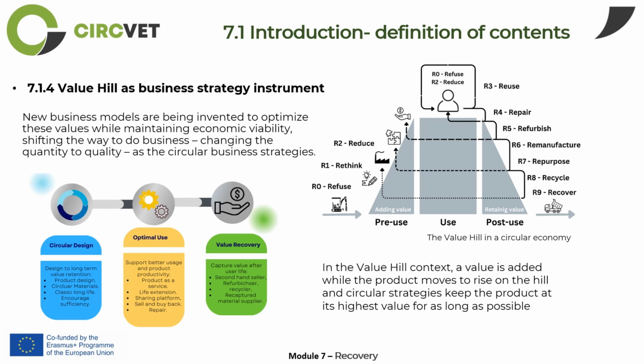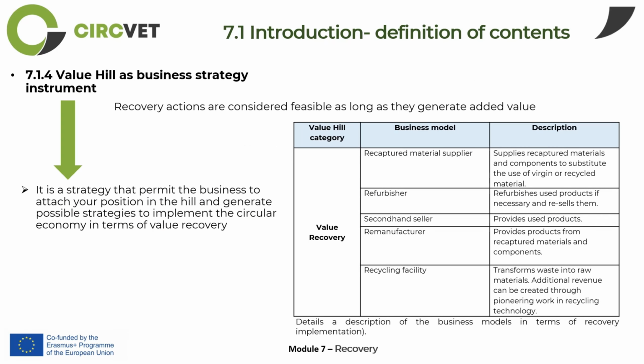In this slide, you can see some business models that aim to close the circularity gap. They aim to take an end-of-life product and provide a second life to it. The examples shown here are the business model that supplies recaptured material. It can also be a refurbisher. You can be a second-hand seller, selling second-hand products or materials. You can be a remanufacturer, or you can make a business based on a recycling facility.